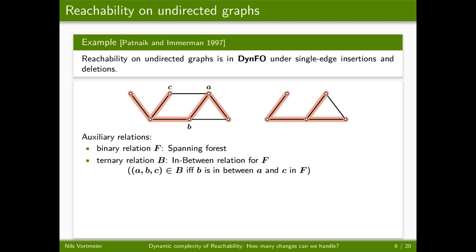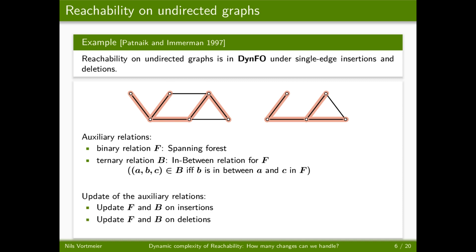If B is between A and C in F, that means that on the unique path from A to C in the spanning forest, we will find the node B. Now we need to describe how these relations are updated after edge insertions and deletions.